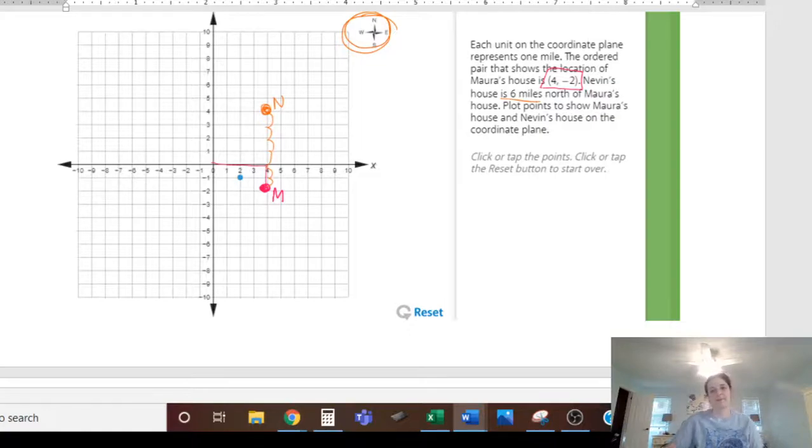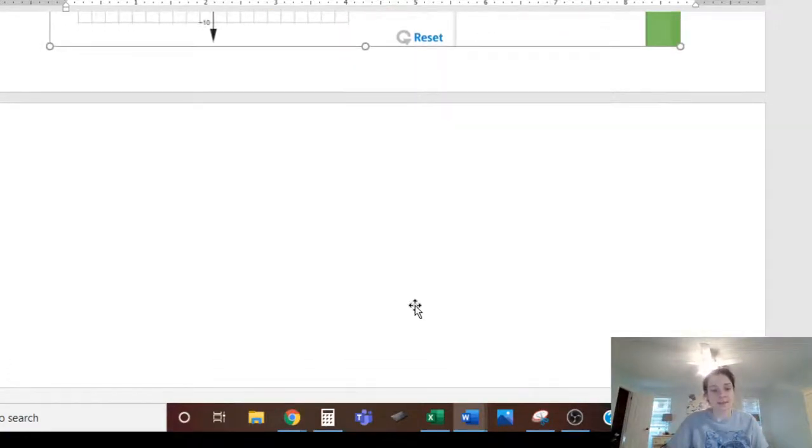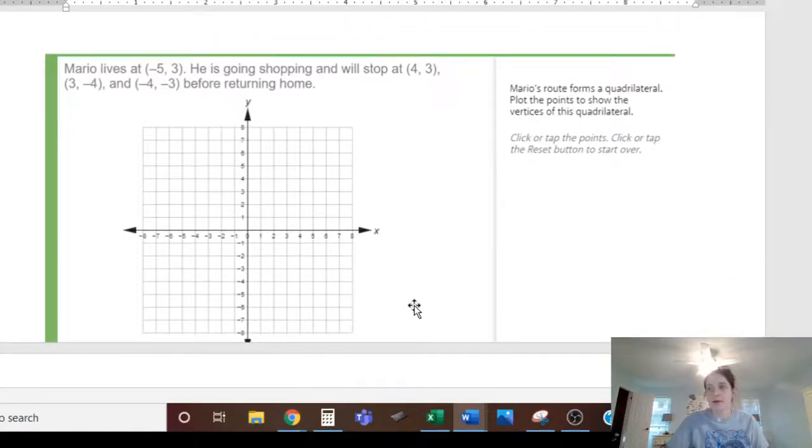Okay. Look at another example. Mario lives at (-5, 3). He's going shopping and will stop at (4, 3), (3, -4), and (-4, -3) before returning home. Mario's route forms a quadrilateral. And remember from our geometry section, a quadrilateral is just a 4-sided figure. Plot the points to show the vertices, or essentially the corners of that quadrilateral.